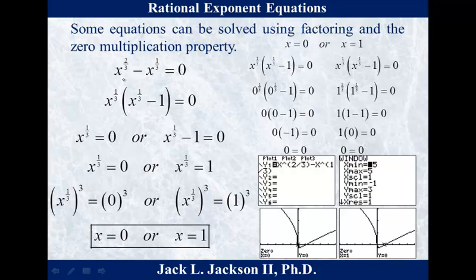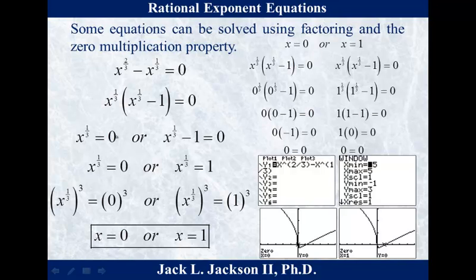When you factor out the x to the 1/3, then of course you're dividing each of these by x to the 1/3 to get this. X to the 2/3 divided by x to the 1/3 will be x to the 2/3 minus 1/3, which is x to the 1/3. And of course x to the 1/3 divided by x to the 1/3 is 1. So if you distribute this back out, you'll get back what we started with, x to the 2/3 minus x to the 1/3. Now we have it in the form a times b equals 0.